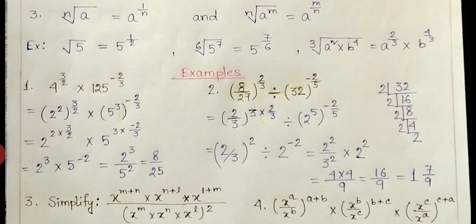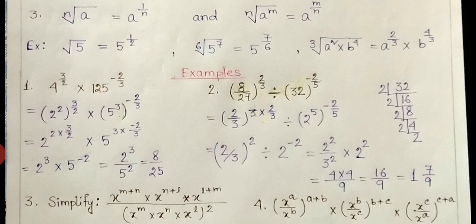Coming to the second example, it says (8 by 27) whole to the power 2 by 3 into 32 whole to the power minus 2 by 5. 8 means 2 cube and 27 means 3 cube, that means it is (2 by 3) whole cube into the power 2 by 3 divided by 32. 32 means 2 to the power 5. If we multiply 2 with itself 5 times, we get 32. That means (2 to the power 5) whole to the power minus 2 by 5.